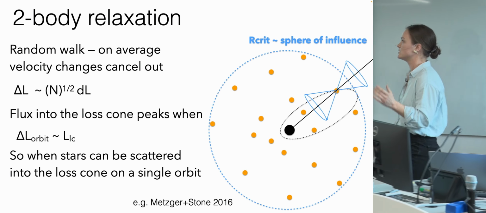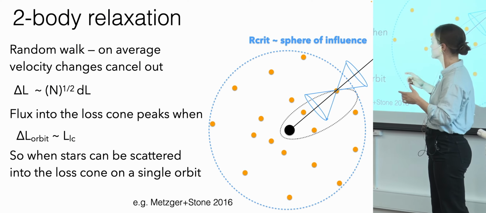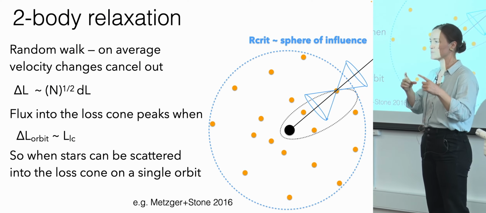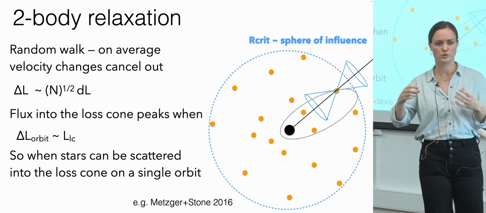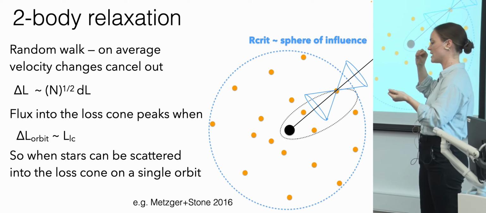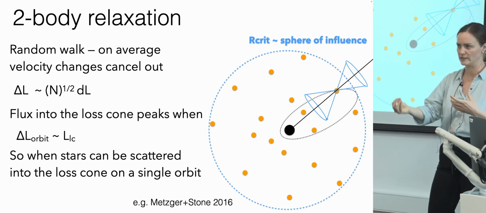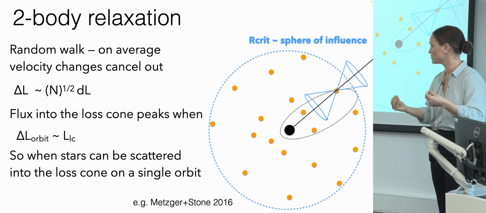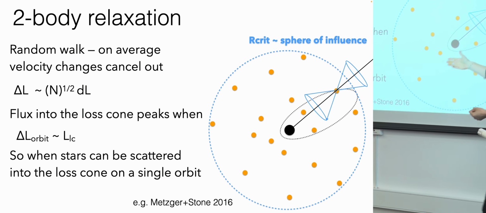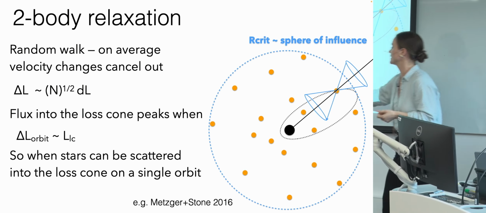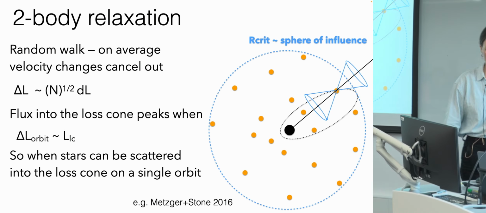But then to determine where most of the stars are coming from, the flux into the loss cone peaks when these changes in the angular momentum per orbit are of order the angular momentum of the loss cone. So basically, when a star can pass into the loss cone in a single orbit, it's much more likely to get disrupted as opposed to taking many, many orbits. And this is where, if you do much more complicated numerical calculations, like in this paper, the flux peaks.